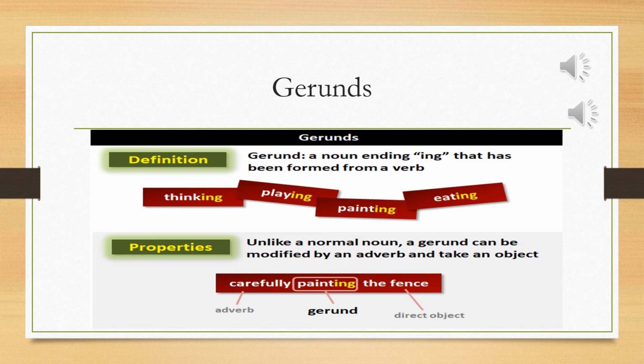And if you look at the exercise on page 21, fill in the blank with a gerund. First of all, in these sentences, you need to see which one is a verb, and then you will change that verb into a gerund. First one, get your pencils ready, please.